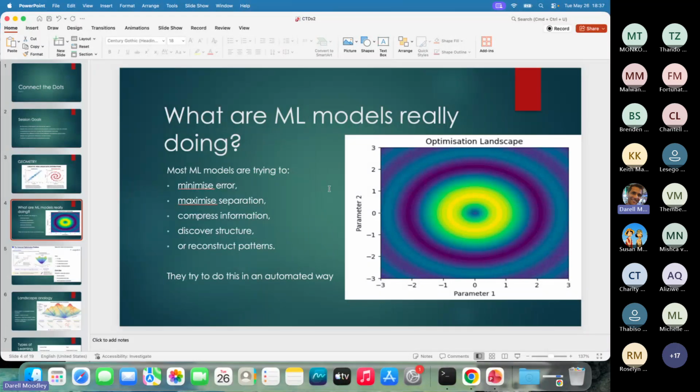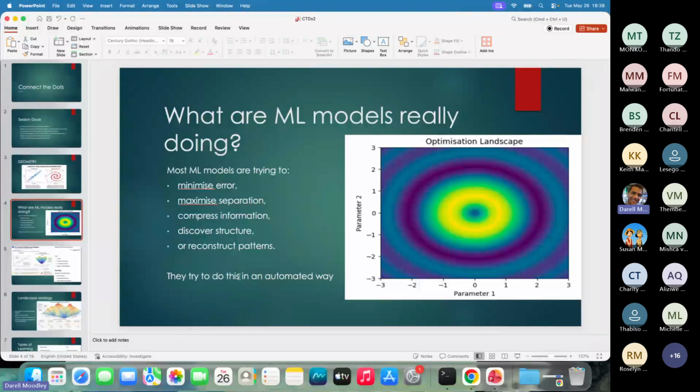So that's what we mean by minimize error, maximize separation. Maximize separation, you would have covered SVM or support vectors, and that's what we mean by separation, and we'll get to that. We also use it to compress information, and that is principal components and also non-negative matrix factorizations, or NMF, right? And discover structure, well, that's where your unsupervised learning algorithms come into place, right? There's no labels or target values you're trying to predict. You're just trying to discover some sort of pattern and structure. And the last 2 points are kind of interchangeable, or reconstruct patterns, right?